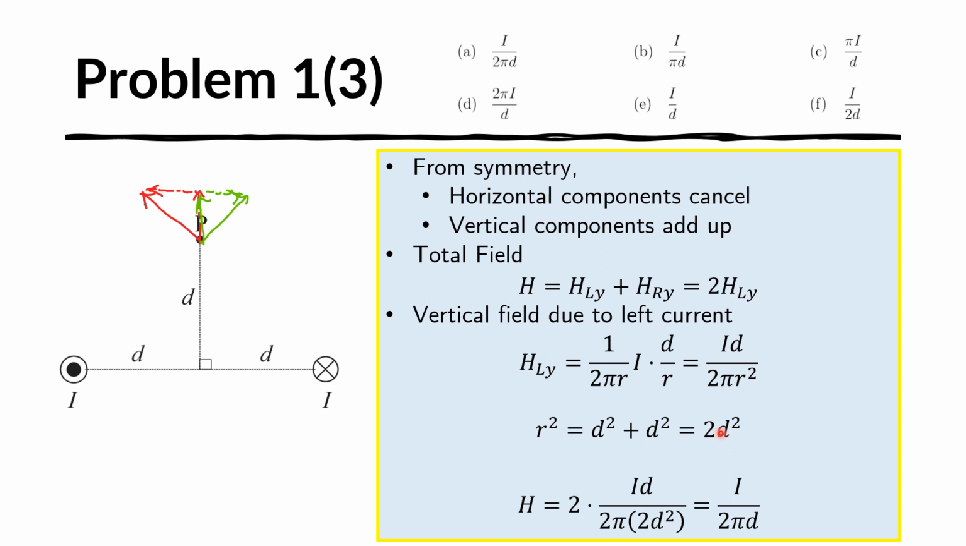And now we can just replace the value of this one with this one. And then what we're looking for eventually is this h, which is twice this vertical component of the magnetic field due to this current here. So h equals 2 times this quantity. We just copied it here, and we replaced the r squared in there with this one. And some terms cancel, the 2's cancel, the d's cancel. We are left with this expression, which is in the choices.